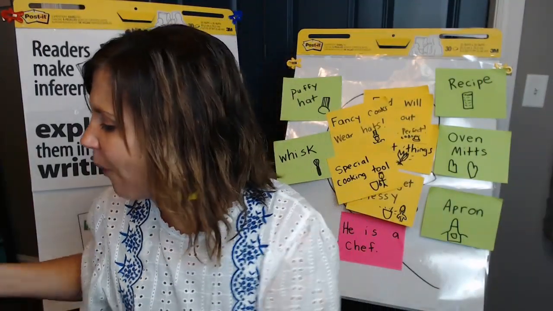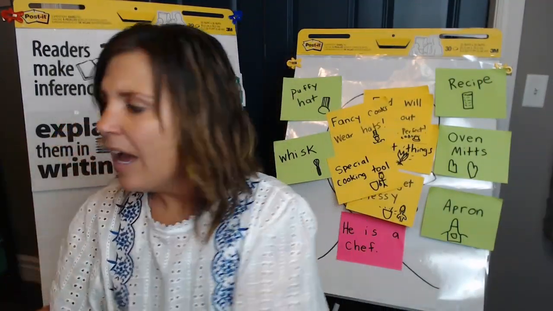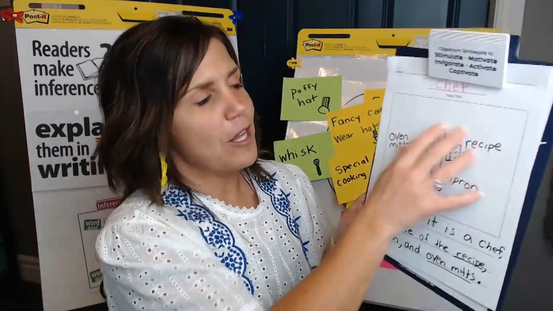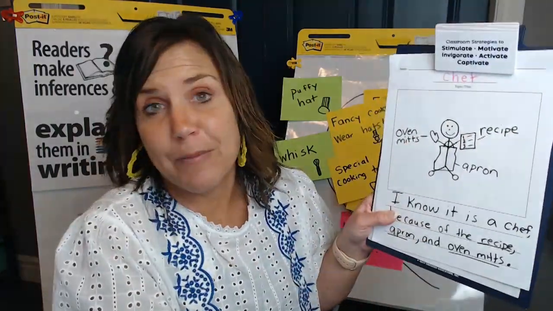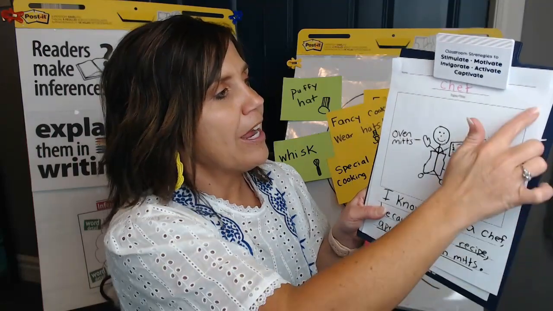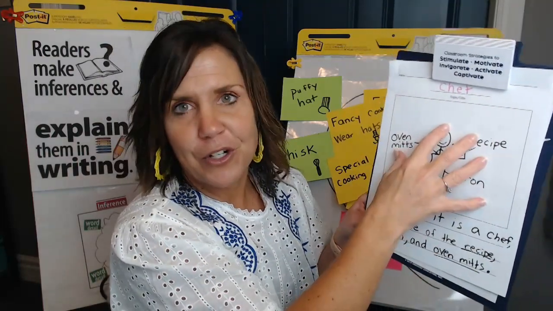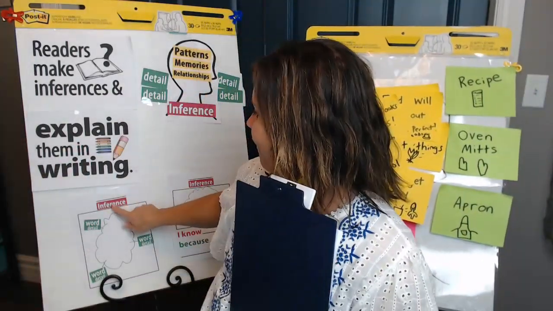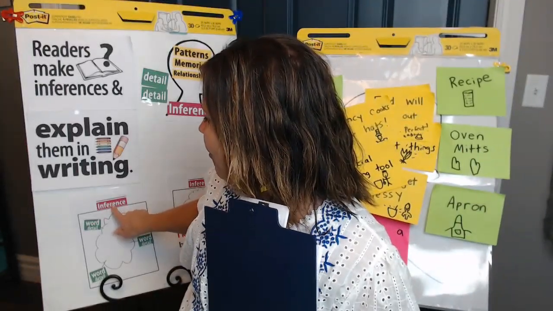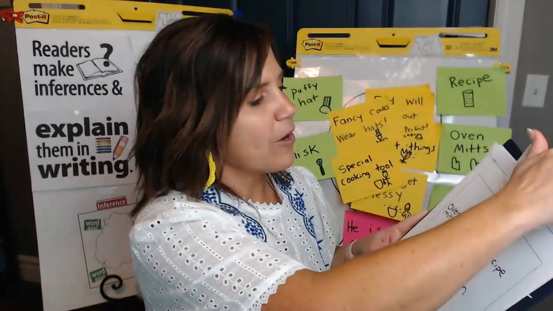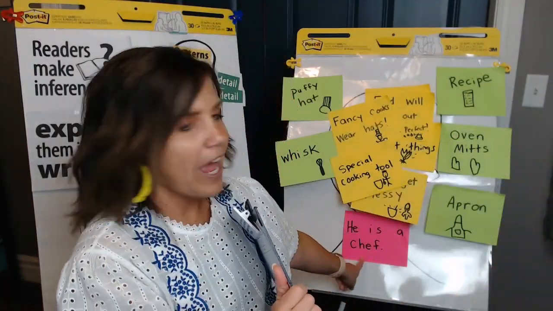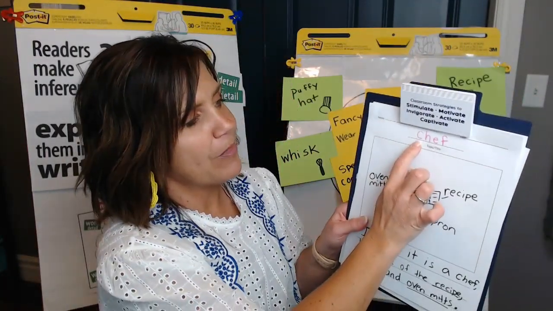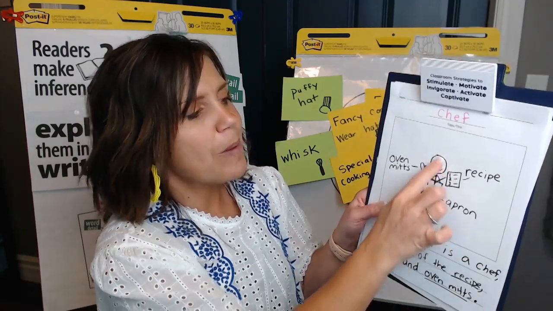So if I were going to write this, you wouldn't even have to use a special paper. You could just draw a big square at the top for your picture and draw a line right above that square for your inference, your new thought, right? And so for this, our inference was, he is a chef. That was our pink inference. So I put that here, chef. And then I drew a picture.